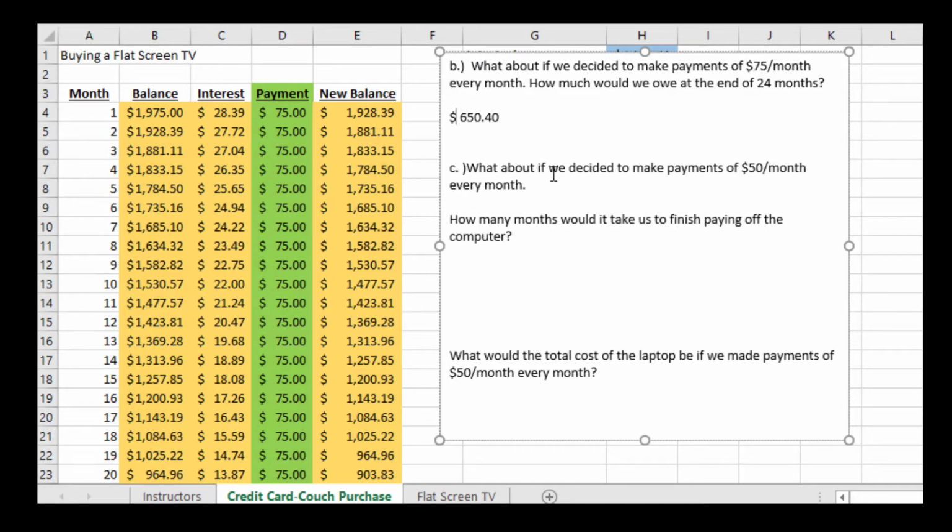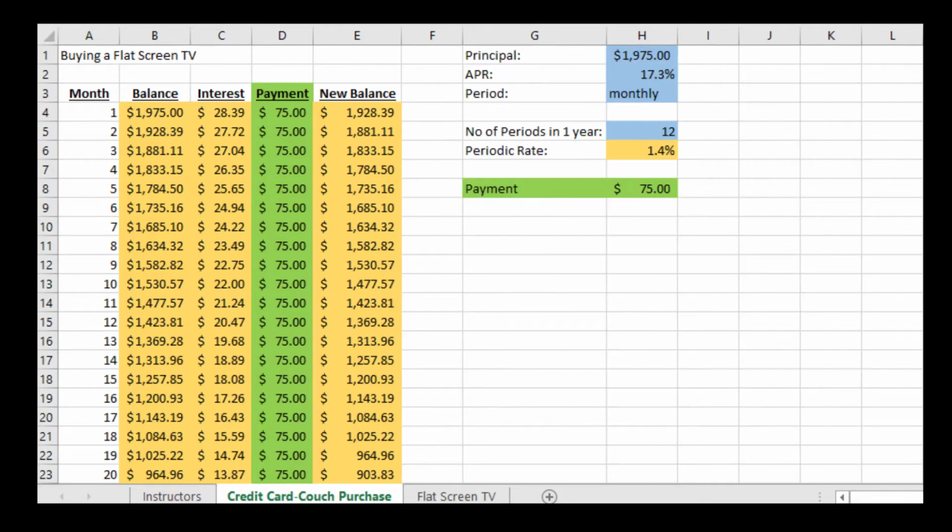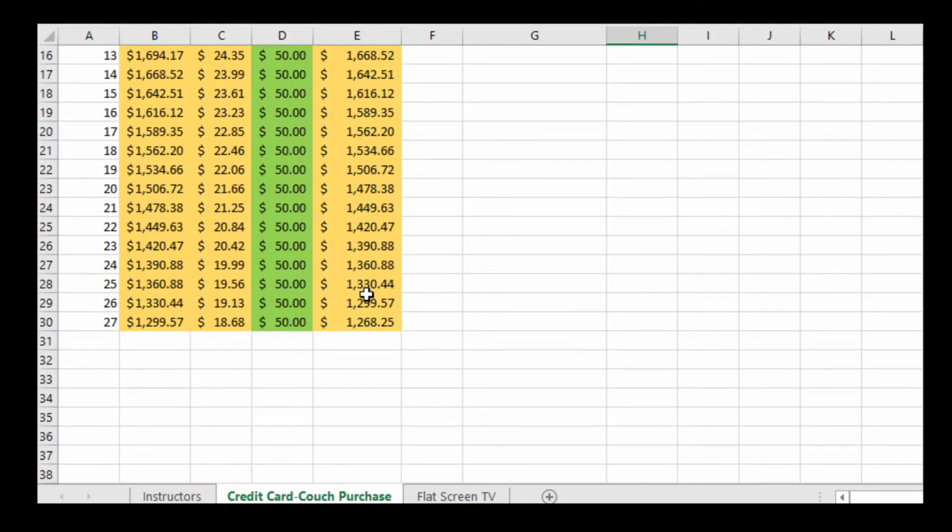So the next question is, what if we decided to make $50 a month payment each month? How many months would it take us to pay off the computer? So I'm going to move this over, maybe. And the only thing I got to do is change this to $50. Now I'm going to see how many months it took to pay off. A balance means that you owe them. Well, it's going to be more than 26 months.